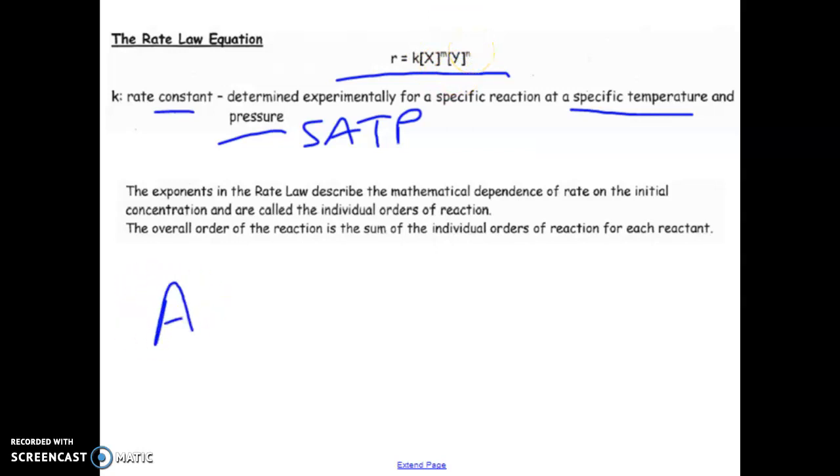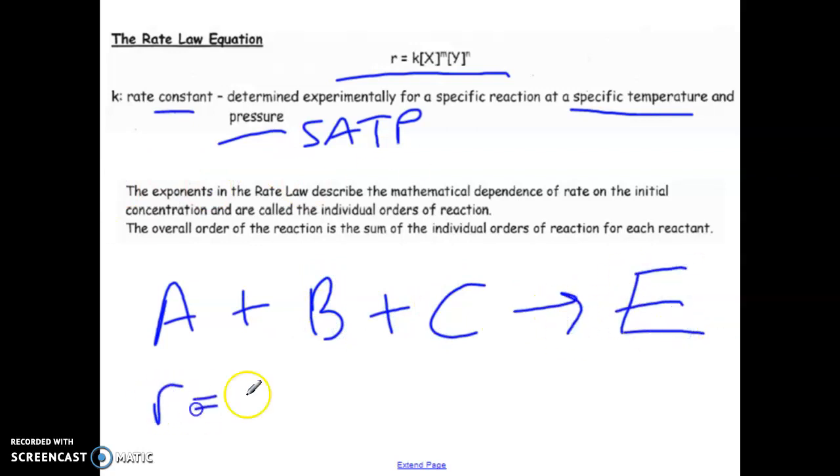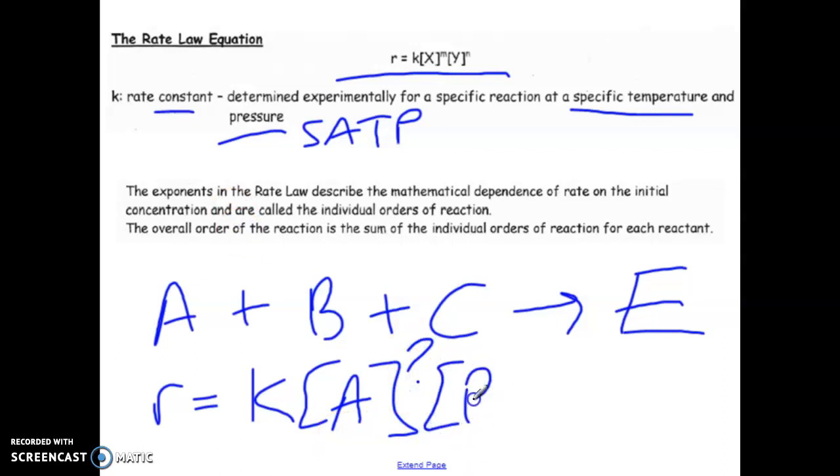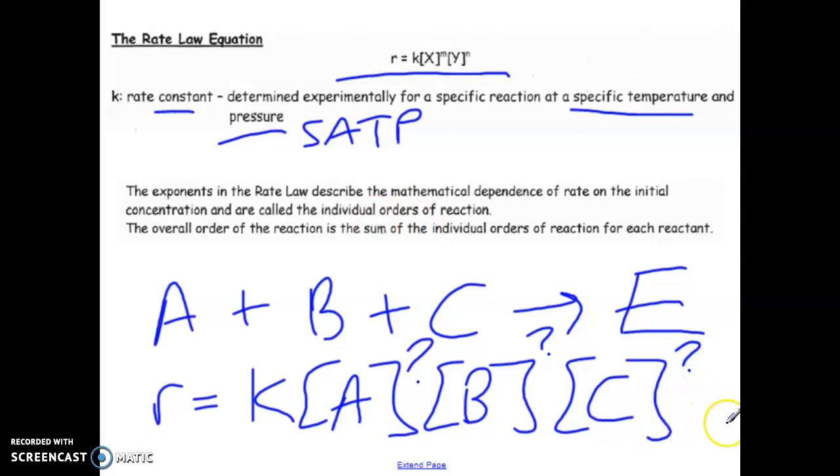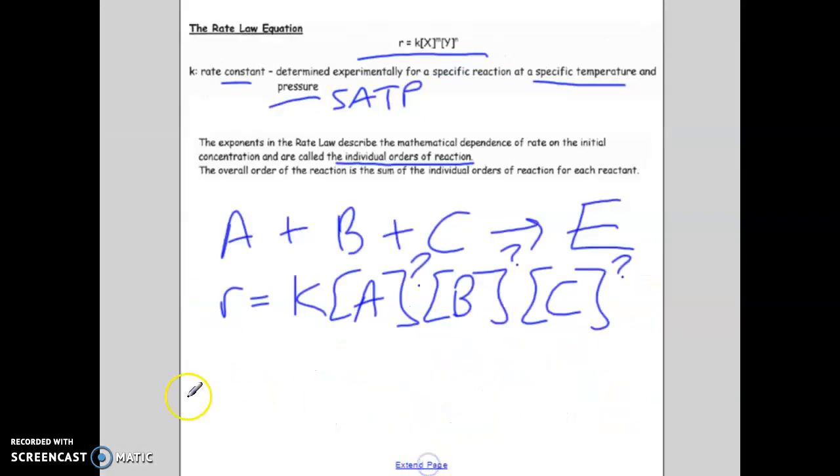So let's say we had a reaction of A plus B plus C making E. My rate expression will be r is equal to k times A to, I don't know what the exponent is yet, B to, I'm not sure what the exponent is yet, and then C with, well, we don't know the exponent yet. How we figure out these exponents, as I mentioned, is with experimental data. But just so you're aware in terms of terminology, the exponents that we are going to solve for are known as the individual orders of a reaction.